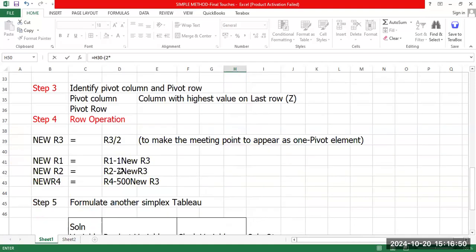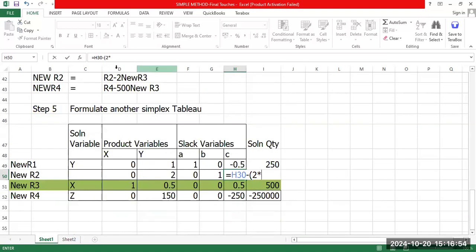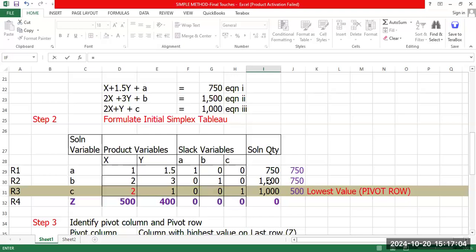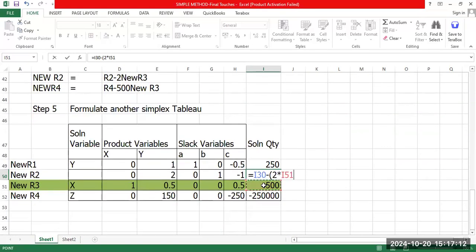Remember this 2 I'm talking about here is the 2 in the formula. 2 times, the formula is saying you multiply by mu rho 3. So 2 times 0.5. Then lastly, I get 1,500 minus open bracket 2 times what? 500. So I'm done with filling in.